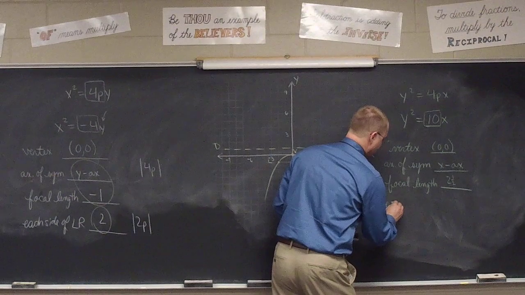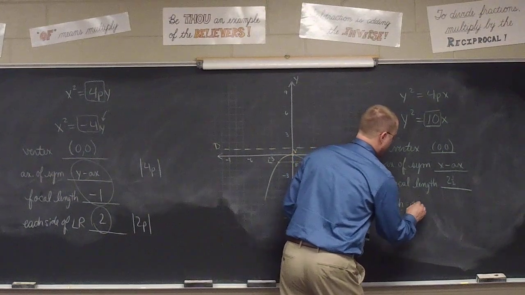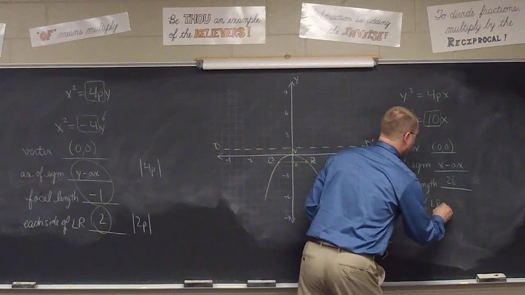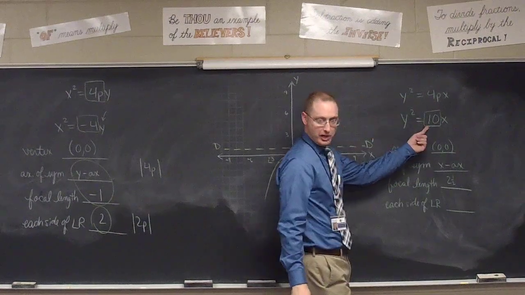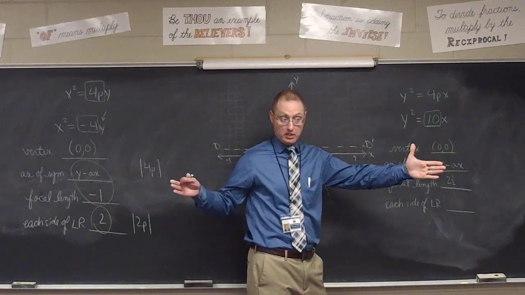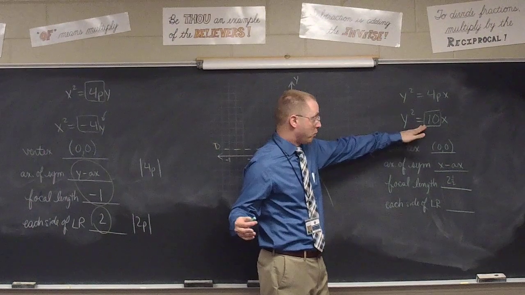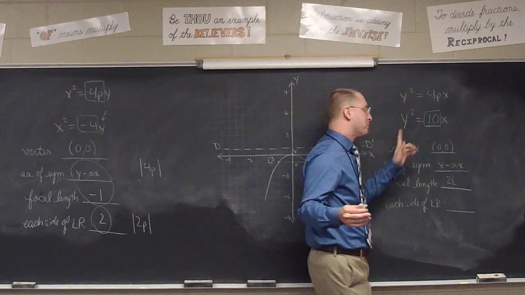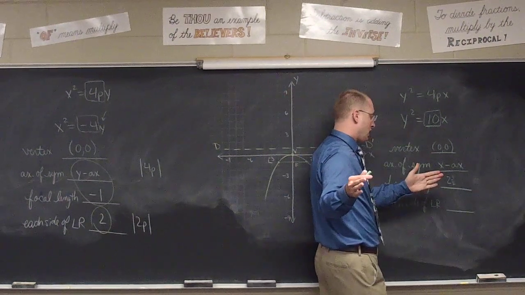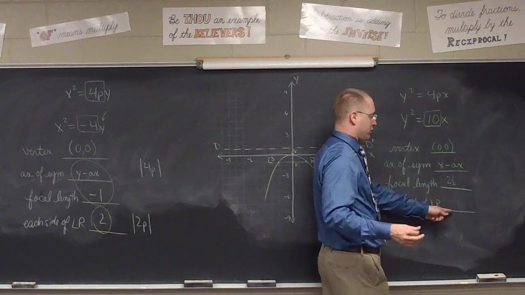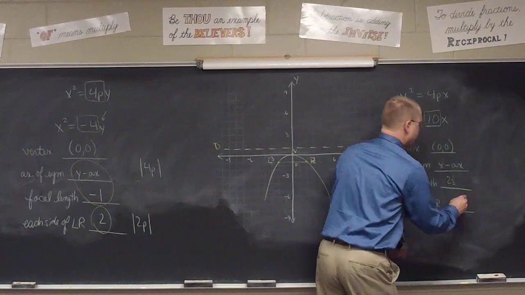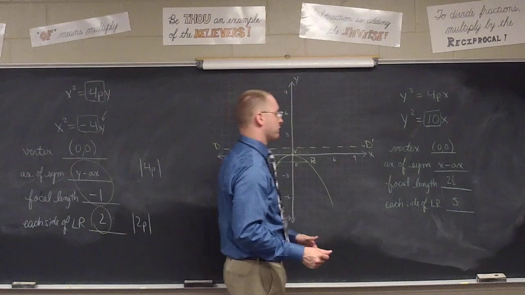Finally, I need to know how long is each side of the latus rectum. Again, 2 ways to look at this. That is the latus rectum, which means it's a wide parabola, isn't it? And that's a big number, 10. It's a very wide parabola here. All right, but we're going to cut it in half, or you can think double the focal length, and that would give it to you as well.